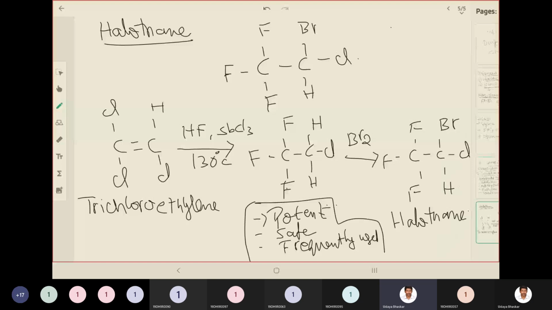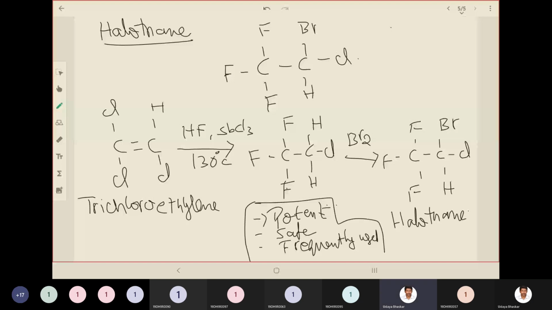We saw the structure of halothane, which is an ethane where on one carbon, three hydrogens are replaced with three fluorines, and on the second carbon, one hydrogen is replaced with bromine, the other hydrogen is replaced with chlorine, and the third hydrogen is retained. So that is the structure of halothane. The synthesis occurs from trichloroethylene, which is subjected to condensation with hydrogen fluoride at 130 degrees centigrade, followed by adding bromine. By undergoing bromination, it will give us halothane.